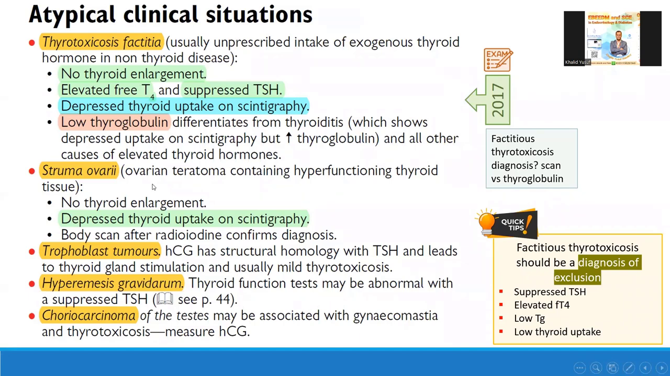A trophoblastic tumor, which is an HCG-secreting tumor, has structural homology with TSH. TSH, HCG, LH, and FSH contain the same alpha subunit, which leads to thyroid gland stimulation and usually mild thyrotoxicosis. So this is a patient presenting with gynecomastia, a testicular tumor, and mild symptoms of thyrotoxicosis. If you check HCG and it is positive in a male patient, it is a trophoblastic tumor.